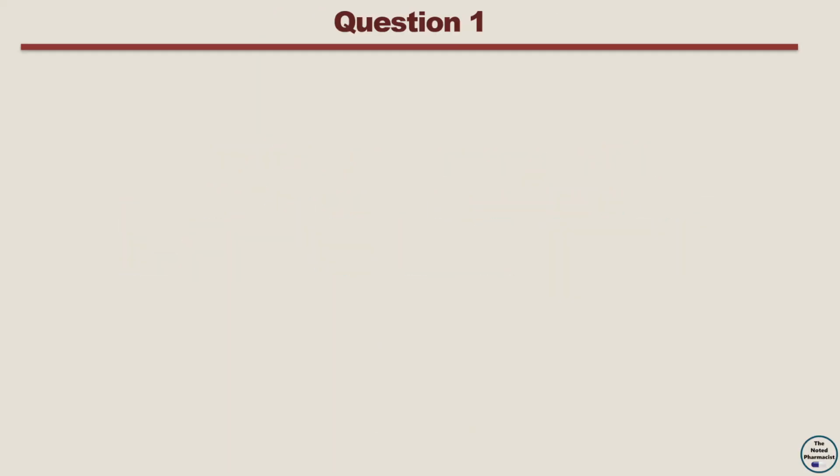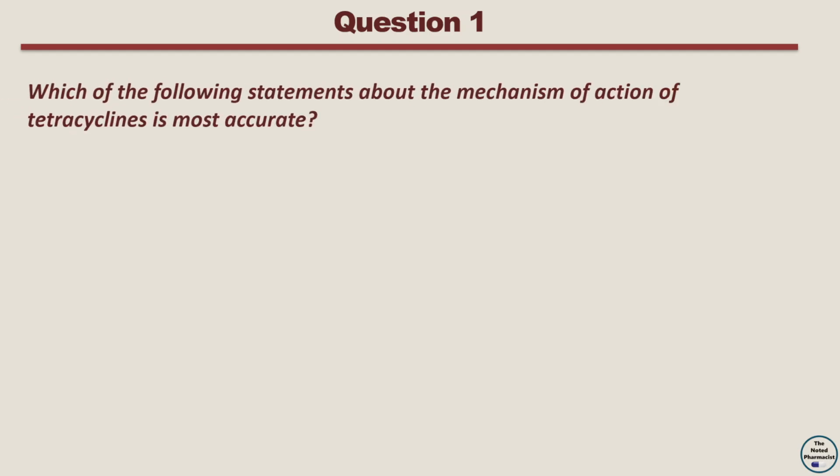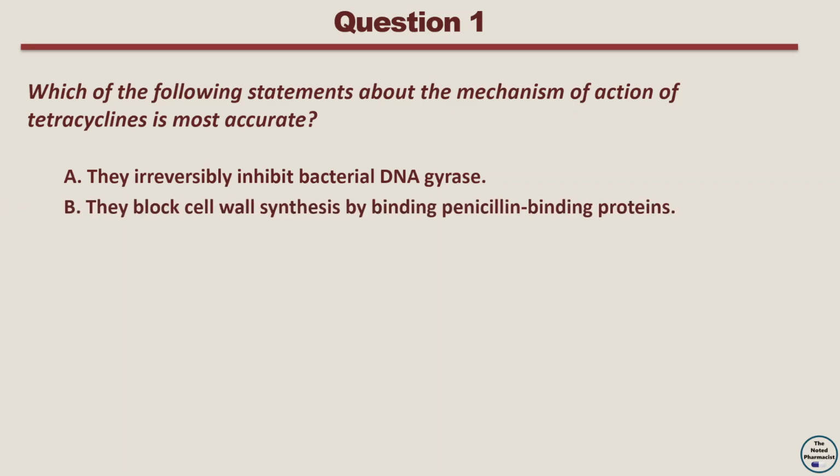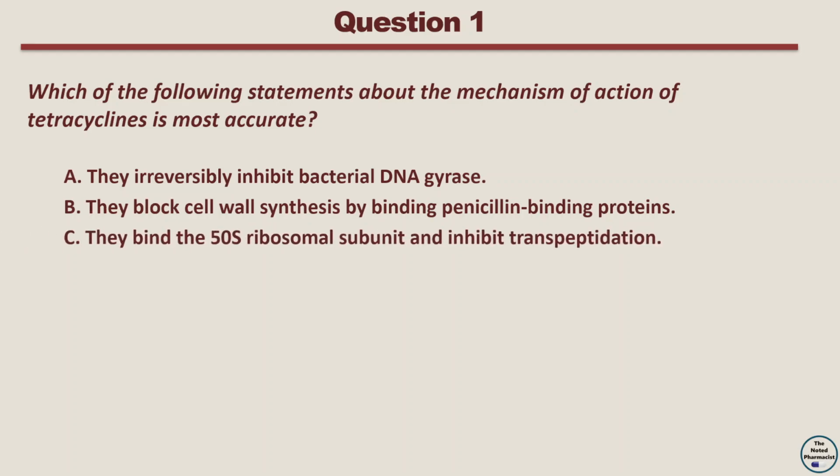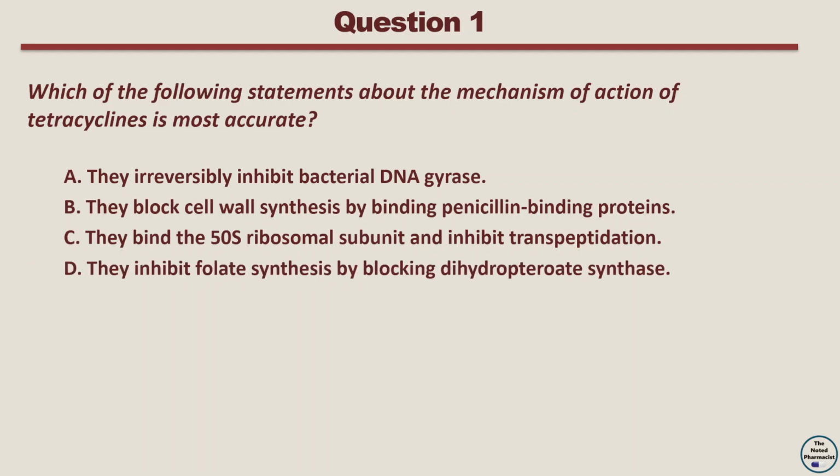Question 1. Which of the following statements about the mechanism of action of tetracyclines is most accurate? Option A. They irreversibly inhibit bacterial DNA gyrase. Option B. They block cell wall synthesis by binding penicillin-binding proteins. Option C. They bind the 50S ribosomal subunit and inhibit transpeptidation. Option D. They inhibit folate synthesis by blocking dihydroxyapatite synthase. Option E. They reversibly bind the 30S ribosomal subunit.